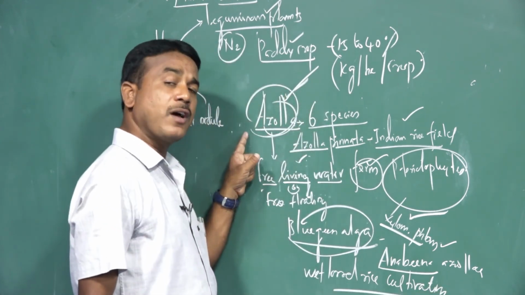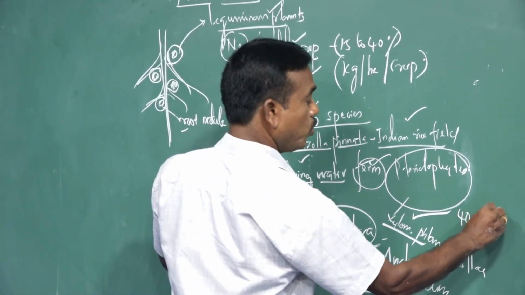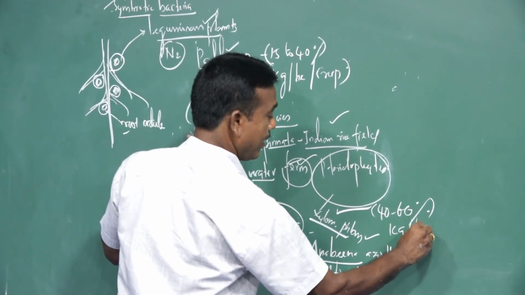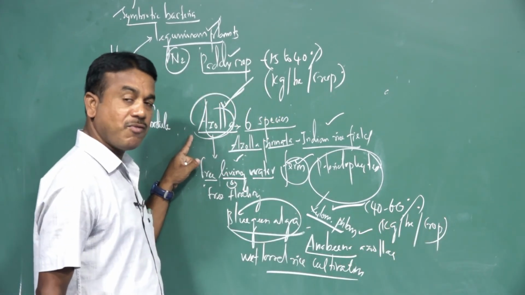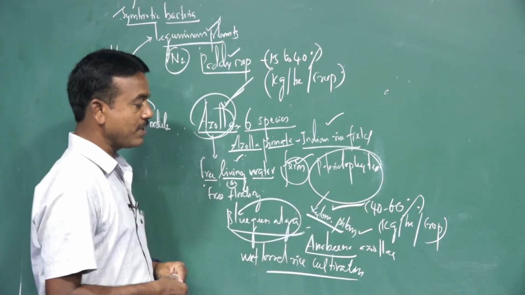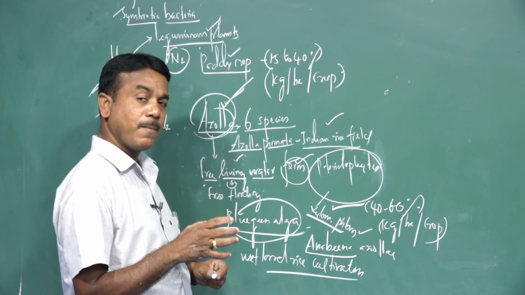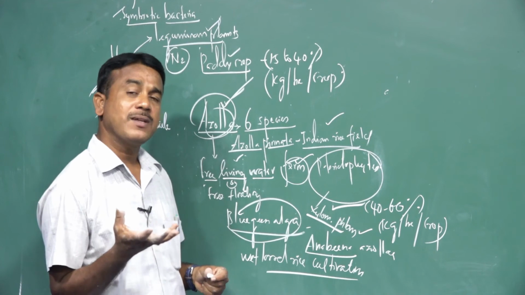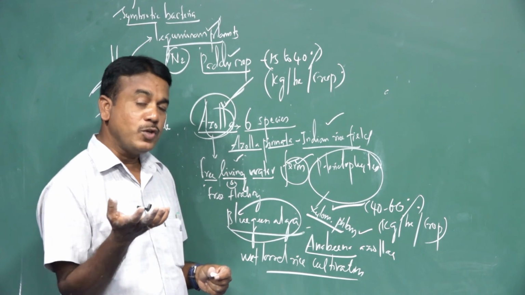If Azolla is cultivated, it increases the yield by 40 to 60% in kg per hectare of crops. If Azolla is used as a biofertilizer, it increases yield 40 to 60% in kg per hectare. In general, what is Azolla's agronomic potential? Agronomic means soil practices, soil management. It should be practical. It should be practiced.